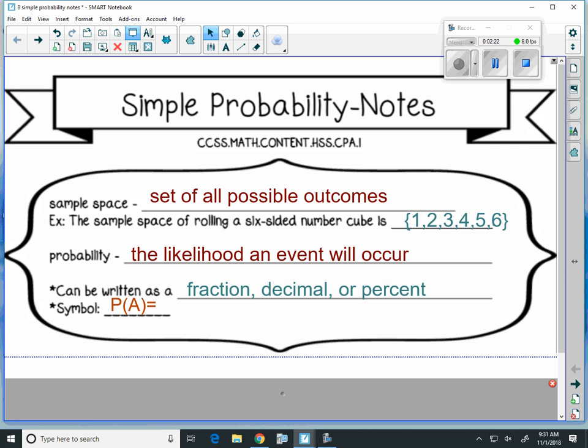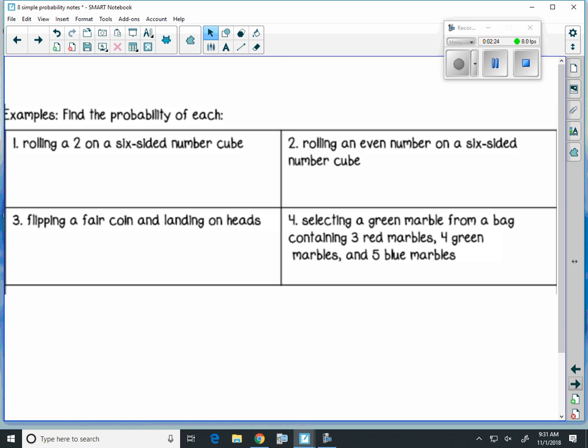All right, we're going to go through some scenarios here, some different questions. Number one, rolling a 2 on a six-sided number cube, basically rolling a 2 on a dice. How many options are there to roll a 2 on one die? How many sides have a 2 on a regular die? One, right? There's one 2 on a die, and then we're going to roll it. There's 6 sides. So 1 out of 6 is your chance of rolling a 2.